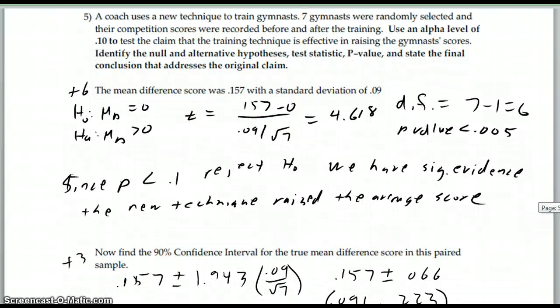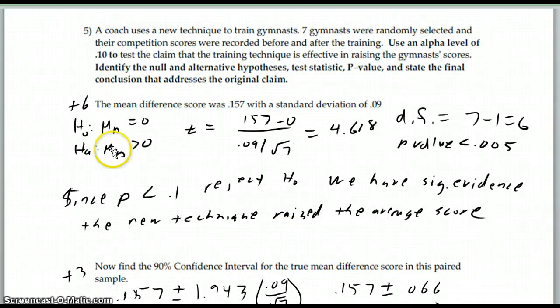And then number 5 is the dependent sample. Our null hypothesis is that there will be no difference. These are the gymnasts that get a score before, they do some special training, and then they do some after, to see if there's a significant difference. So the alternative is that the mean difference is going to be greater than 0.